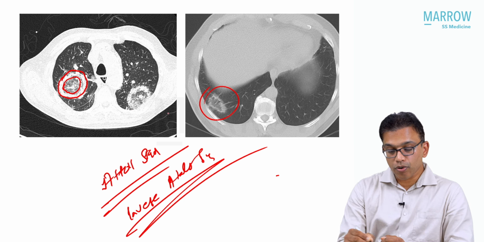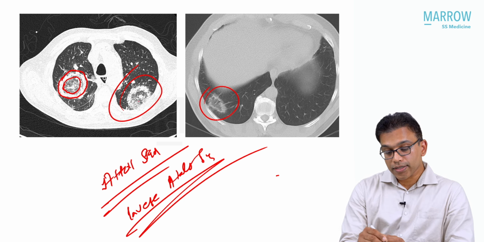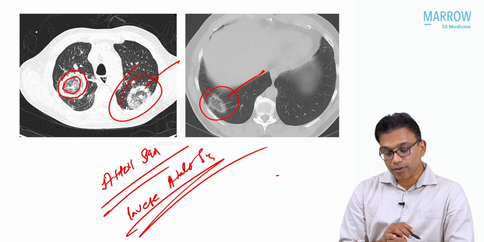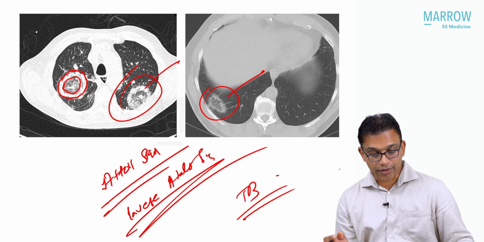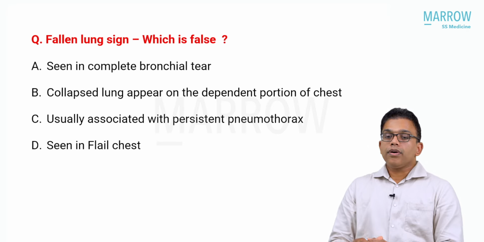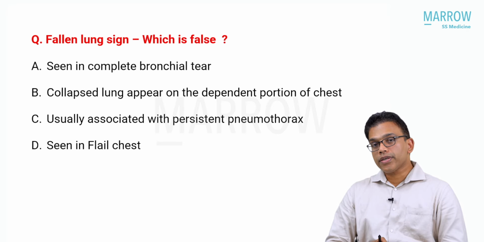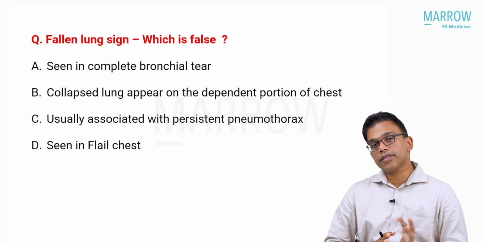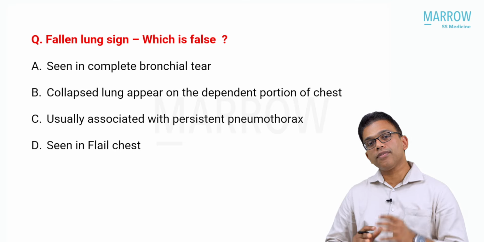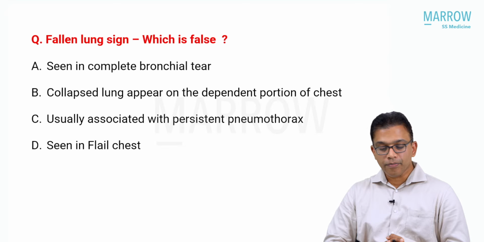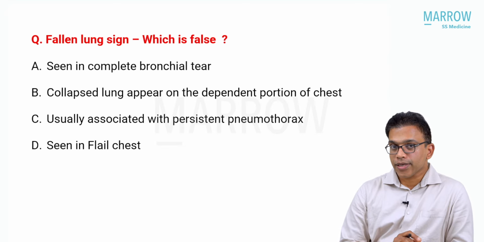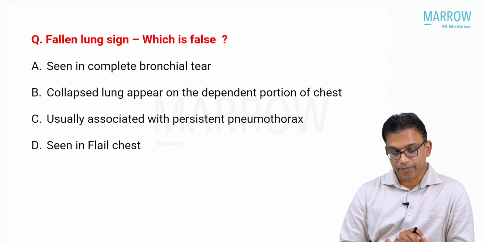This is another atoll sign. This is even described in tuberculosis and other kinds of fungal infections. So remember that atoll sign or inverse halo sign is a non-specific sign. It need not be present in organizing pneumonia alone. It can be seen in fungal infections and other kinds of malignancies, etc. So just remember the terminology: inverse halo sign or atoll sign.